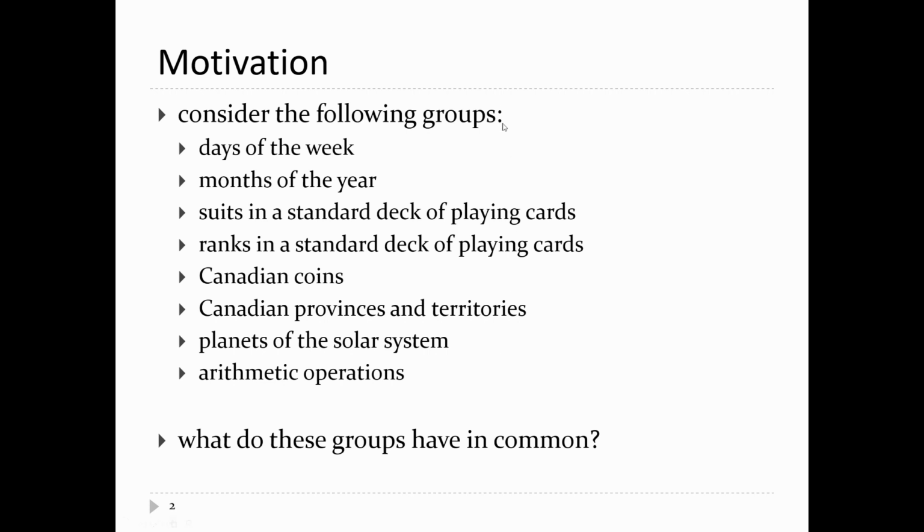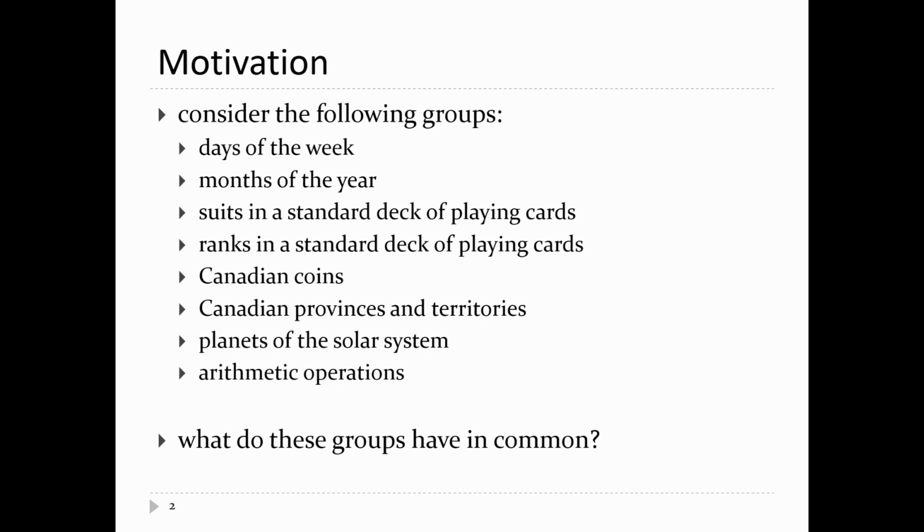What do these things have in common? It turns out the days of the week, there's only 7 of them, Sunday through Saturday. The months of the year, there's only 12 of them. There's only 4 suits, there's only 13 ranks. How many coins are there right now? No pennies, we got rid of the pennies. So nickels, dimes, quarters, I guess there's 5. Territories and provinces, planets of the solar system, arithmetic operations, there's all a finite number of them.